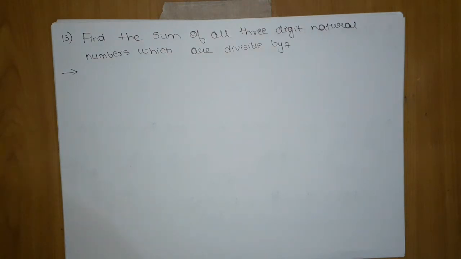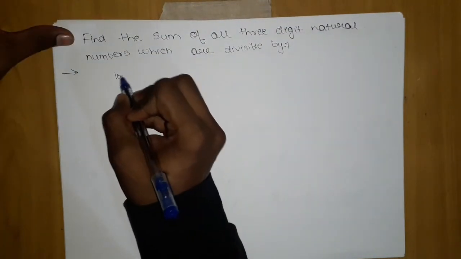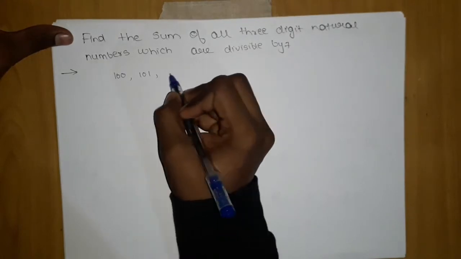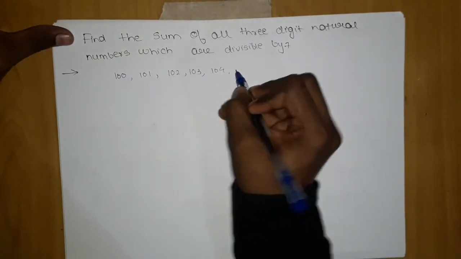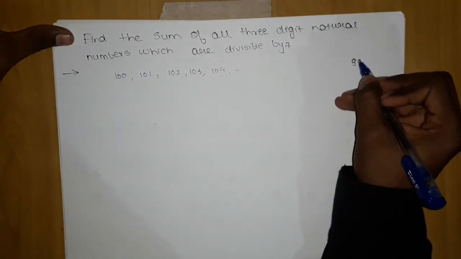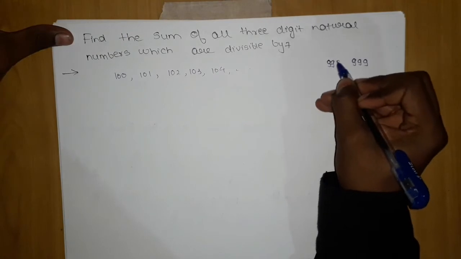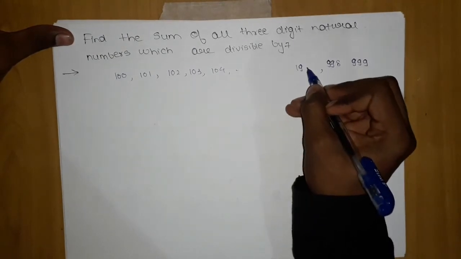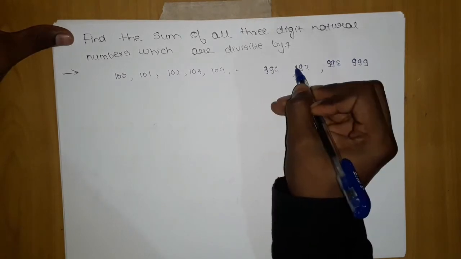Question number 13: find the sum of all the 3-digit natural numbers which are divisible by 7. For that, first write the 3-digit natural numbers from where they begin: 100, 101, 102, 103, 104, like that till 999, the last. Then check which is the last number which is divisible and which is the first number which is divisible.